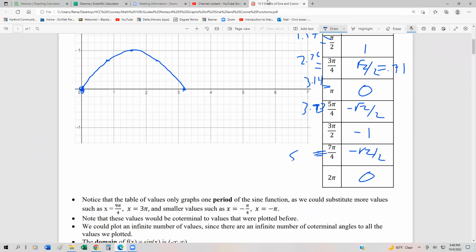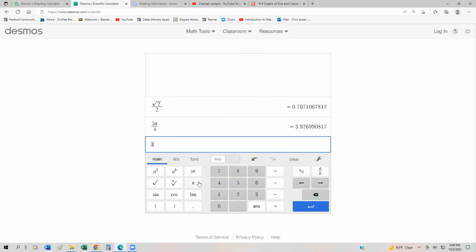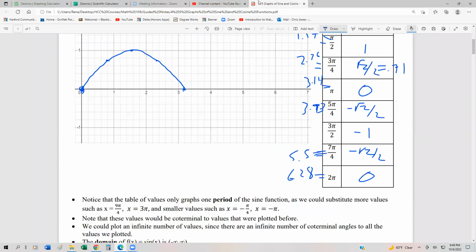It's approximately 5.5. We know 2 pi is just double 3.14, 6.28, approximately again. And then this 3 pi over 2, let's get that one really quickly. And again, the whole purpose of this is just to get an idea of what the basic sine function looks like. So that's 4.71.